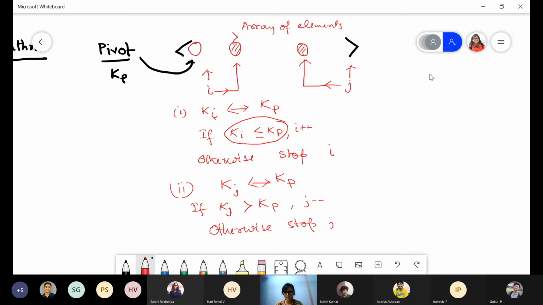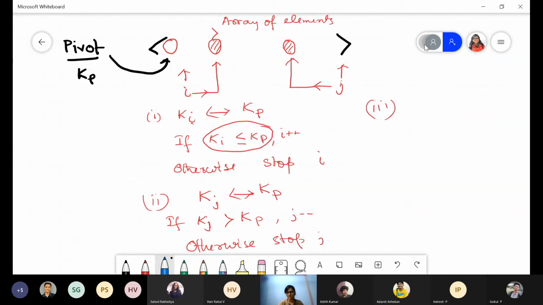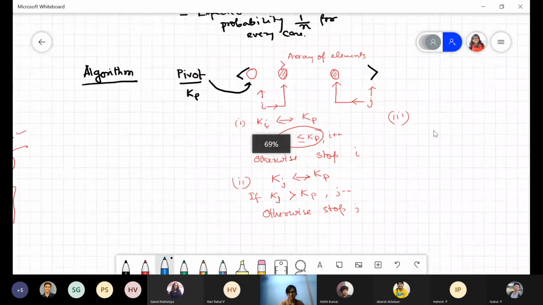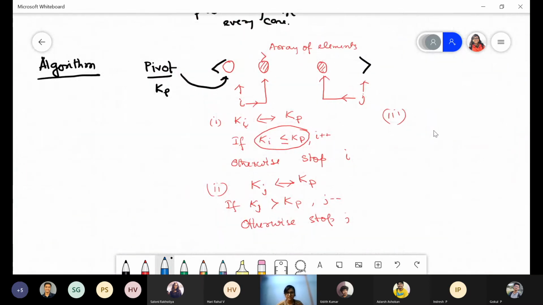Now comes your condition of exchange. So it is not like we are going to exchange at every point. We will exchange when we find something under I which is not satisfying the condition for I, and something under J which is not satisfying the condition for J. So what is the benefit? This element was supposed to be in this direction because this one is less than Kp, and this element was supposed to be in this direction because this one is greater than Kp.